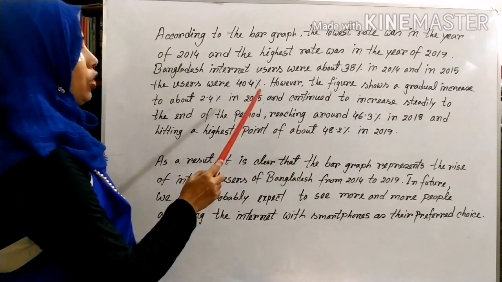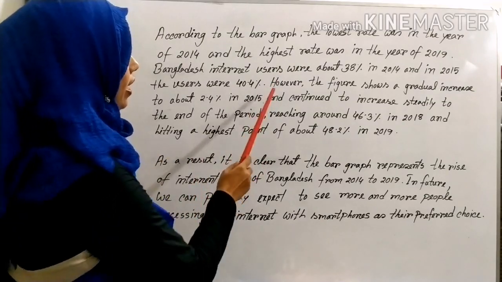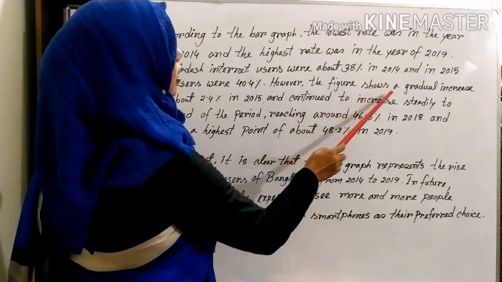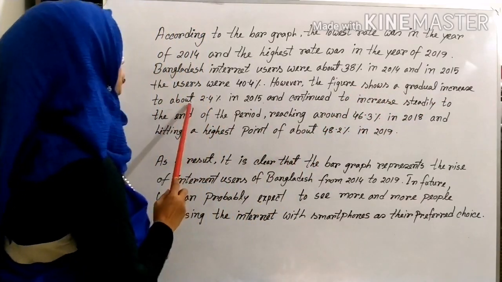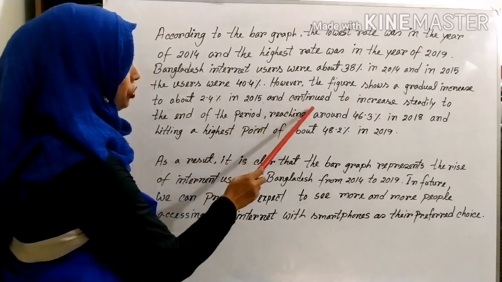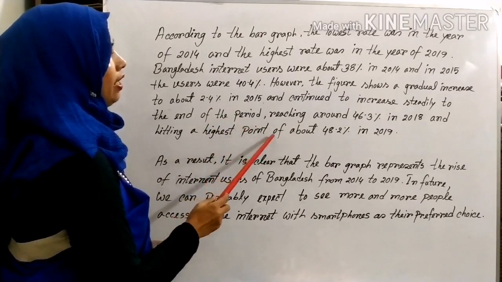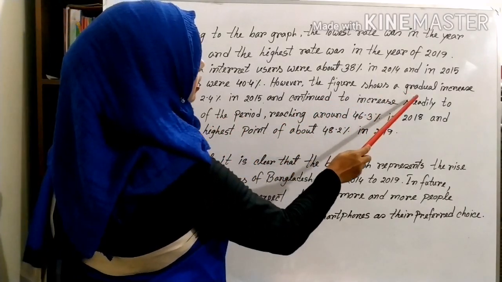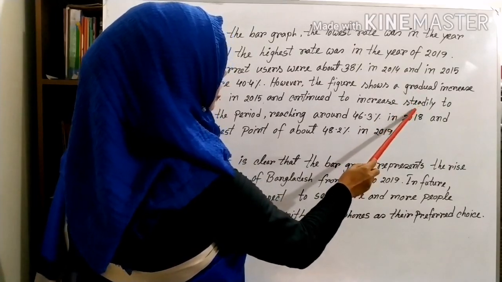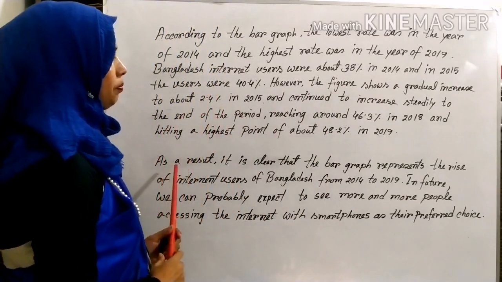And also you can use some kinds of linking words. Here I have used however. The figure shows a gradual increase to about 2.4% in 2015 and continued to increase steadily to the end of the period. Here you can see I have used some vocabulary: gradual, steadily, and also another phrase, to the end of the period.